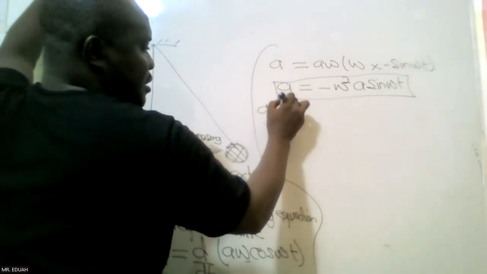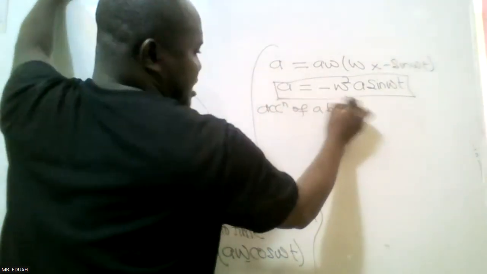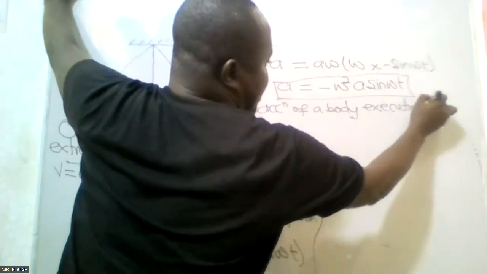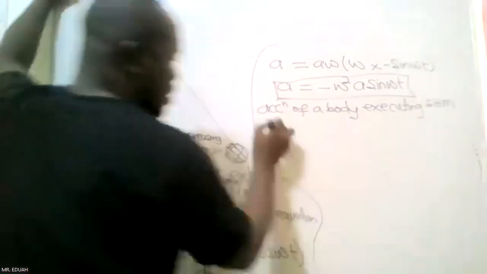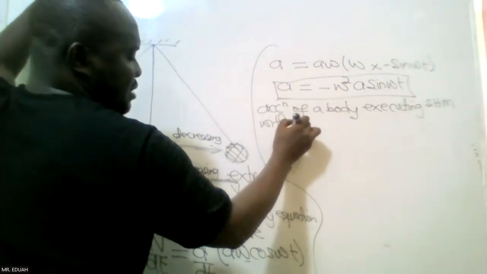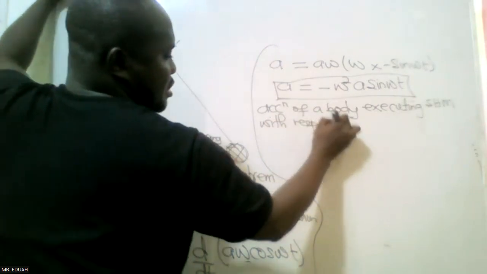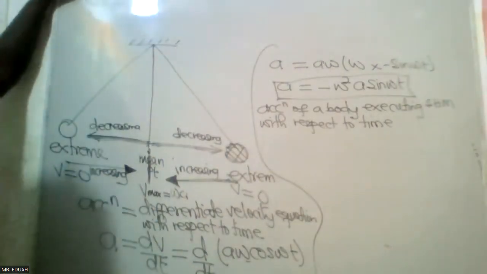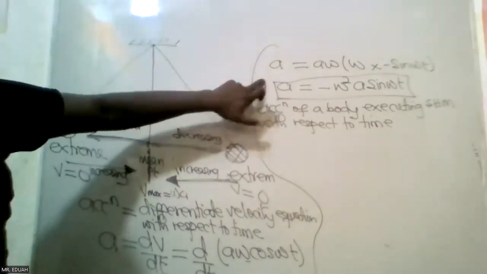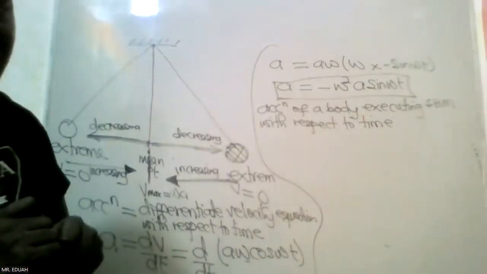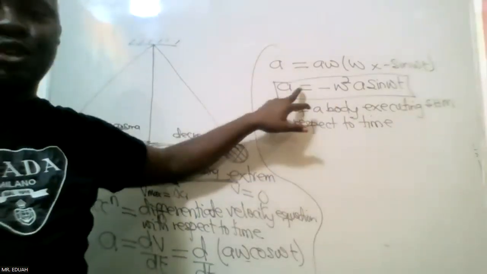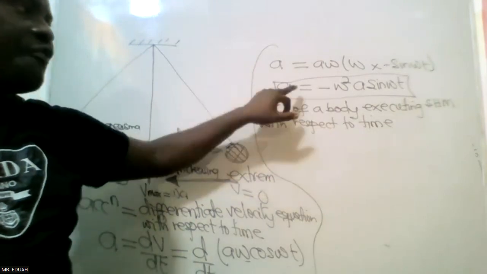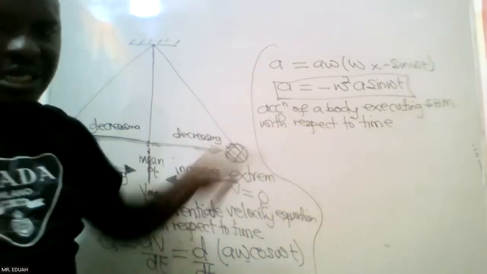Acceleration of a body executing SHM with respect to time. So at a time of so and so, what is the acceleration? This is what you have to use to calculate. So the acceleration equation or function with respect to time, this is it.